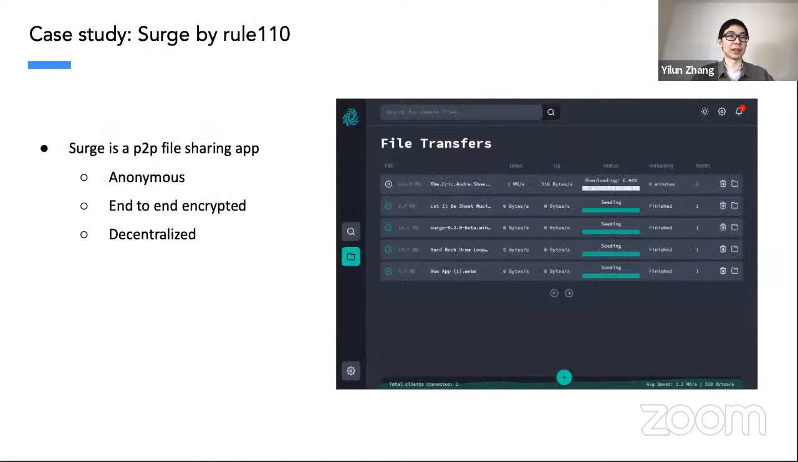The last but not least case that I want to show is a project by our community team, Rule 110. It is basically a P2P file sharing app like BitTorrent, but it's anonymous, end-to-end encrypted, and decentralized. It's using the same technology as NKN tunnel. All the traffic goes through the NKN network, and you don't need to expose your IP address or what kind of traffic you are putting into the network. It is an amazing app, and we believe it has huge potential.